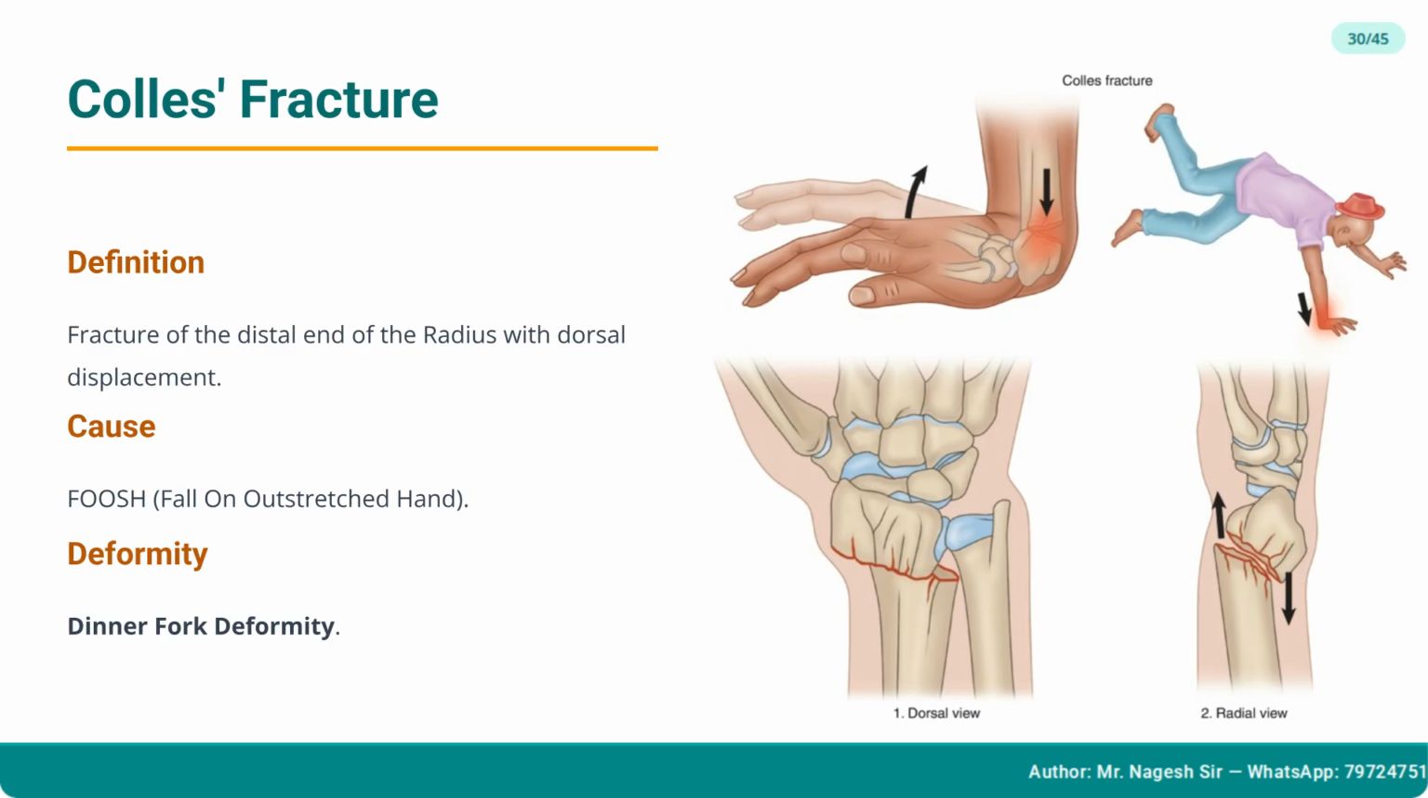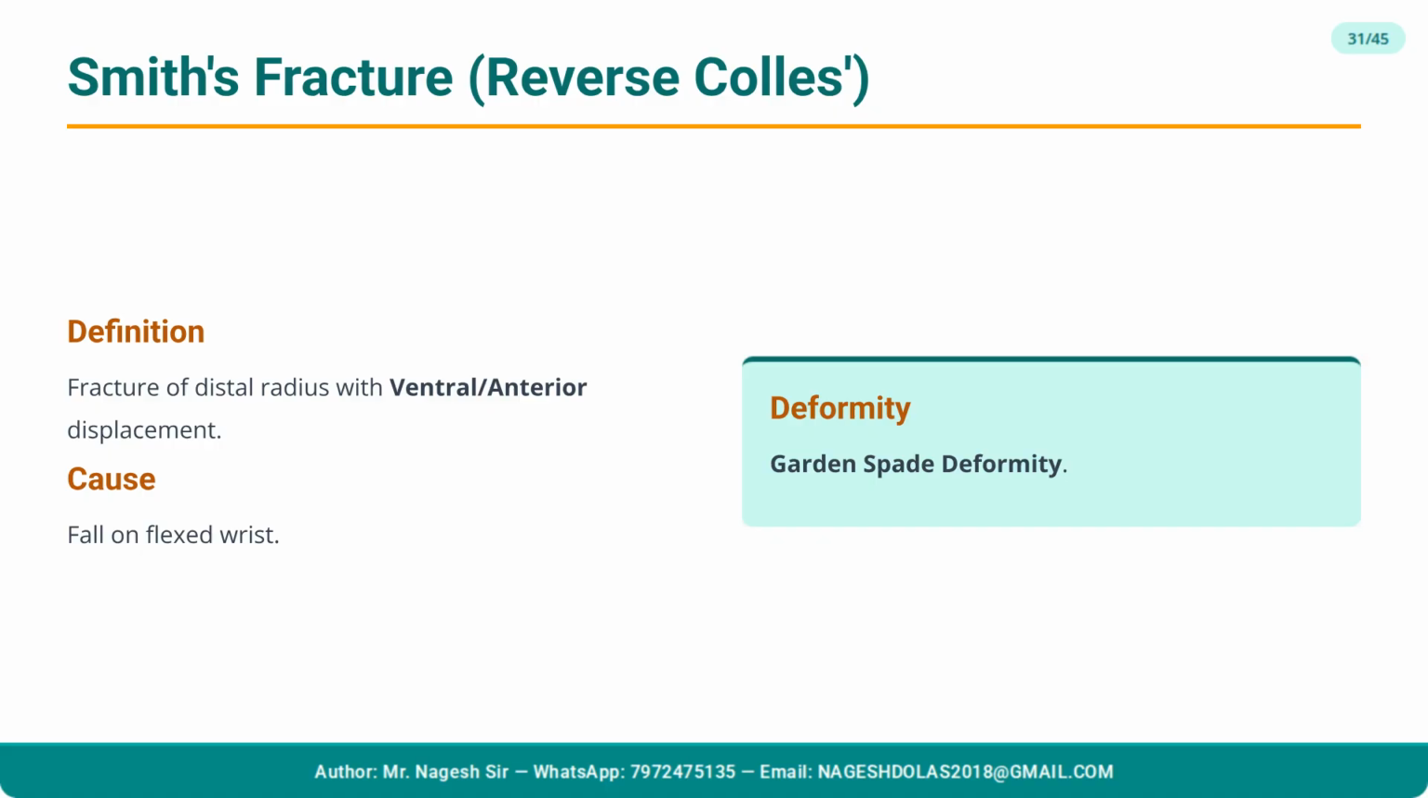Colles' fracture is a fracture of the distal radius with dorsal displacement, typically caused by falling on an outstretched hand, or FOOSH. This results in the characteristic dinner fork deformity. Smith's fracture, or reverse Colles', involves ventral or anterior displacement of the distal radius. This is caused by a fall onto a flexed wrist and results in the garden spade deformity.